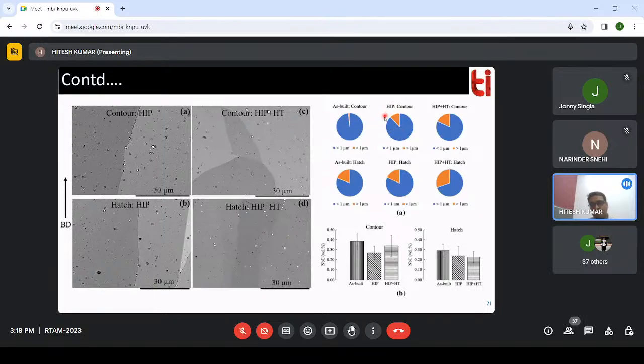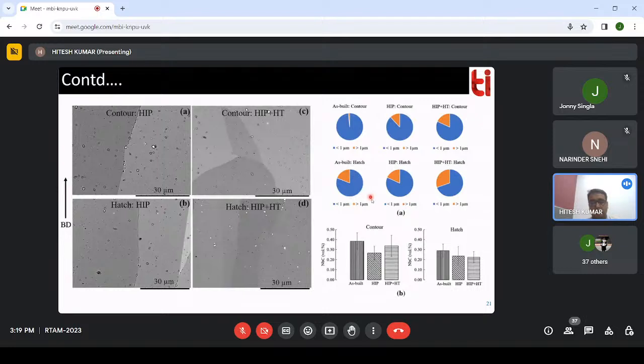But when we talk about the HIP sample, the precipitate fraction goes up. In the contour direction, HIP plus heat treated, again after heat treatment the precipitate fraction goes up, as I told you, because we are giving the heat treatment above 900 degrees Celsius. So there is a chance that precipitation of gamma double prime would be possible. This confirms that part.